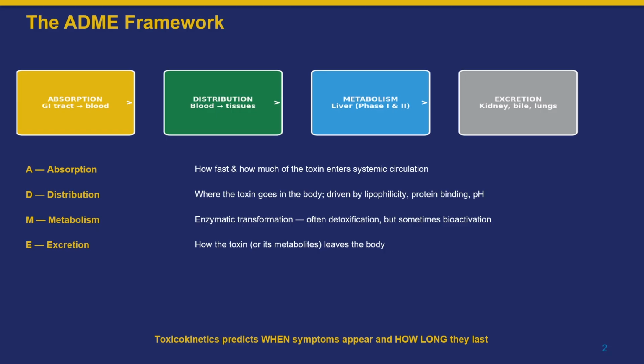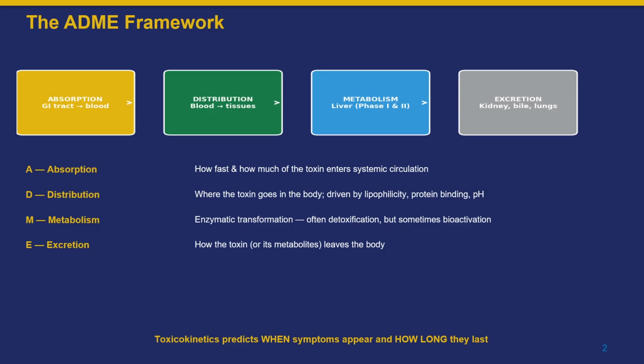Metabolism. The liver is the primary site of toxin metabolism. Phase 1 reactions, mostly cytochrome P450 enzymes, add or expose polar groups: oxidation, reduction, hydrolysis. Phase 2 reactions then conjugate those groups to something water-soluble: glucuronidation, sulfation, glutathione conjugation. Usually, metabolism detoxifies, but sometimes it creates reactive intermediates that are more toxic than the parent compound. This is called bioactivation, and it's central to acetaminophen toxicity.